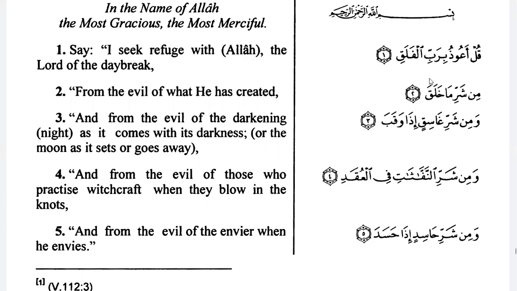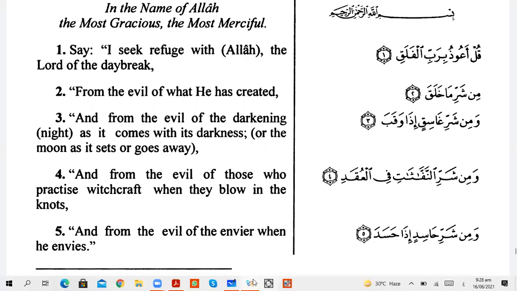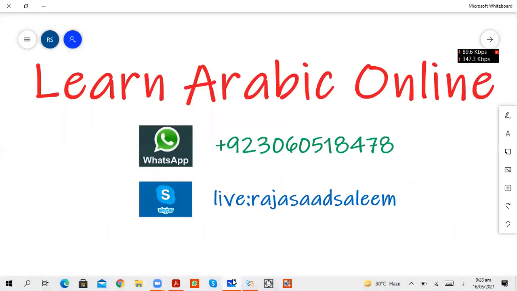Have you memorized this surah? Yes. Okay, can you recite it without looking at the Holy Quran? Okay, give it a try.